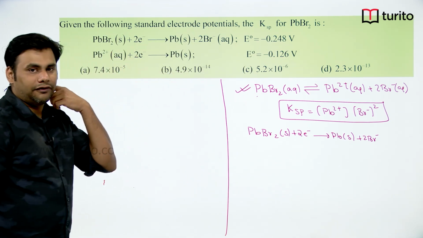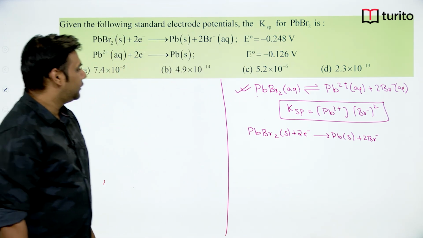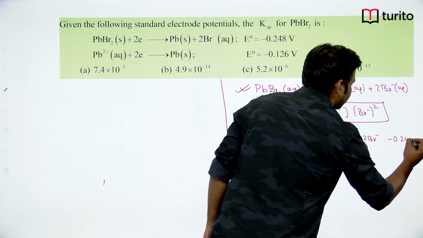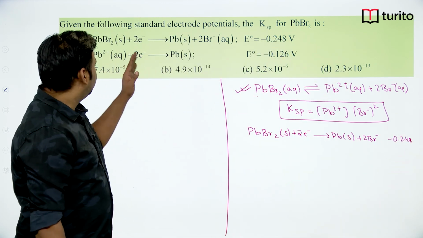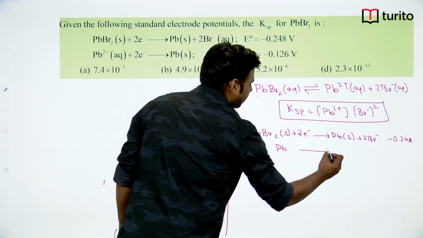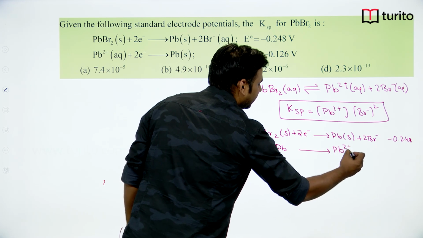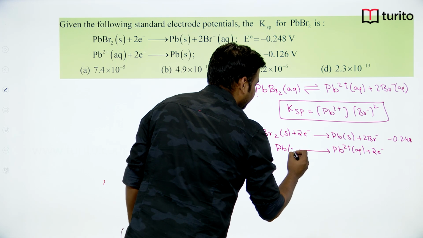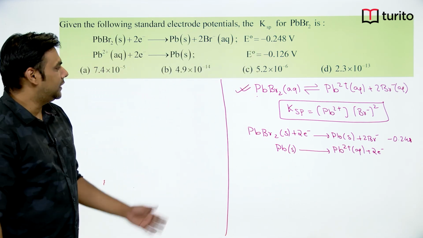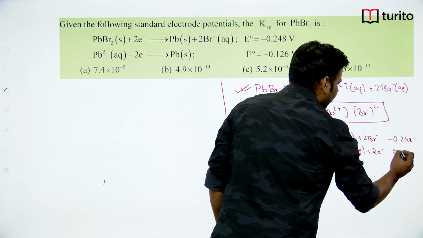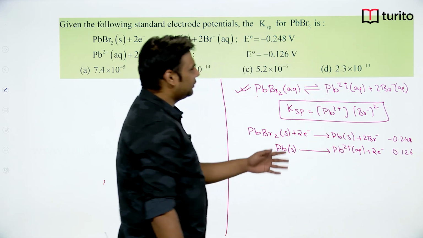Okay, so we know the EMF as minus 0.248, so I will write the reduction potential as minus 0.248. Now we'll reverse the second reaction, so this will change into this. Because it is undergoing oxidation, I will write it as the oxidation potential. I can also write the reduction potential, there is no harm.